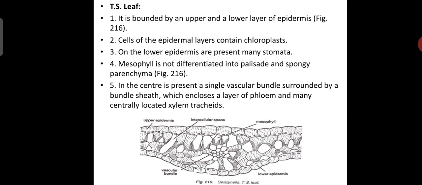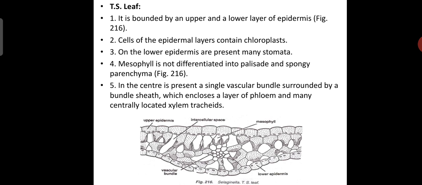Next comes leaf morphology. It is bounded by an upper and lower epidermis. Cells of the epidermal layer contain chloroplasts. On the lower epidermis are present many stomata. Mesophyll is not differentiated into palisade and spongy parenchyma. In the center is present a single vascular bundle surrounded by a bundle sheath, which encloses a layer of phloem and many centrally located xylem tracheids.